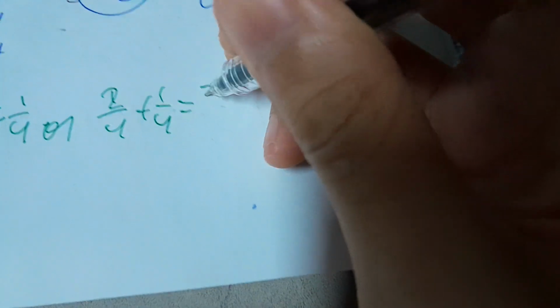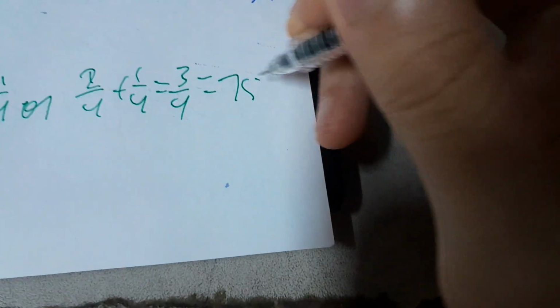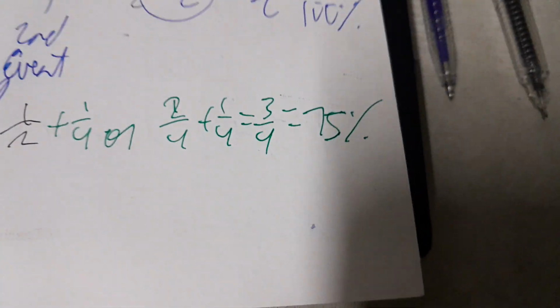1/4 chance. Then adding of fractions. So this becomes 2/4 plus 1/4, which gives you 3/4, which converts to 75%. Tama? So therefore, that is your final answer.